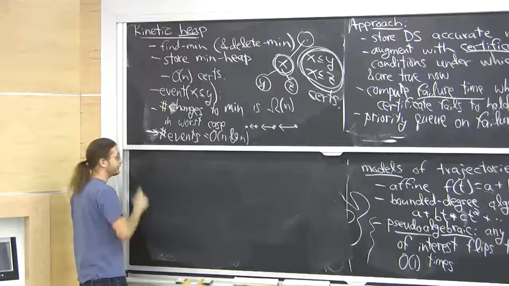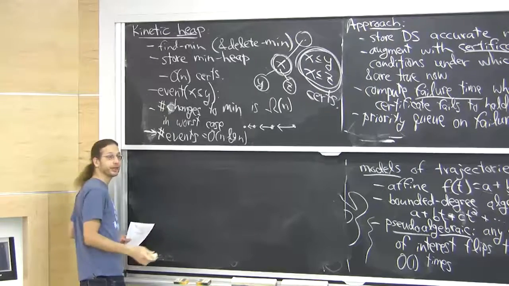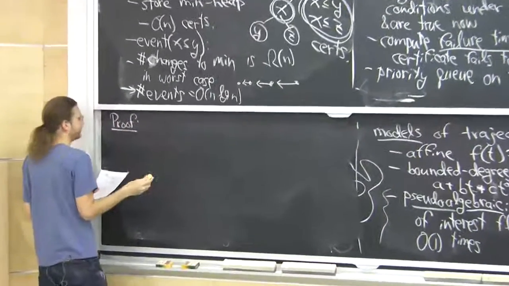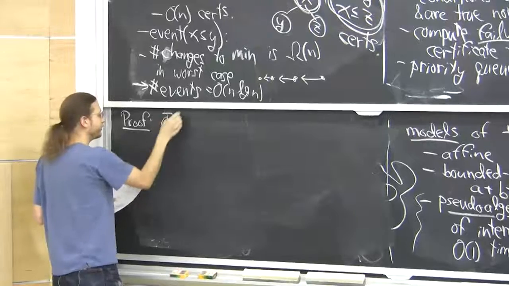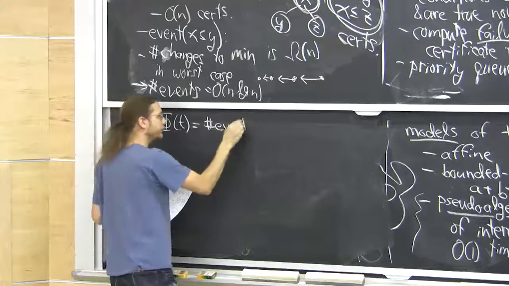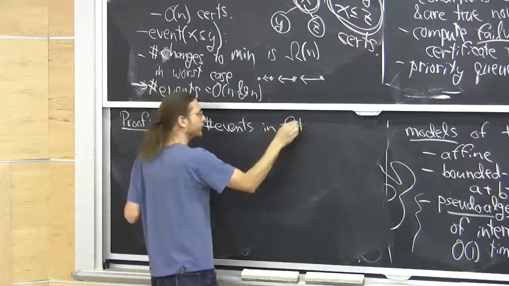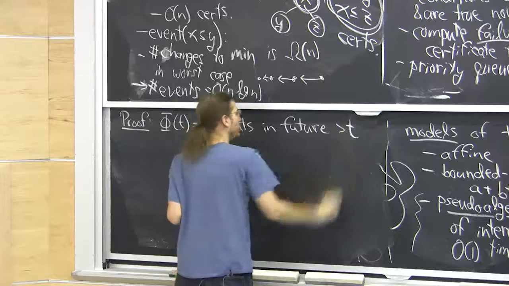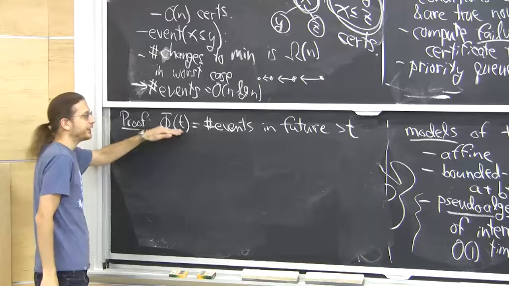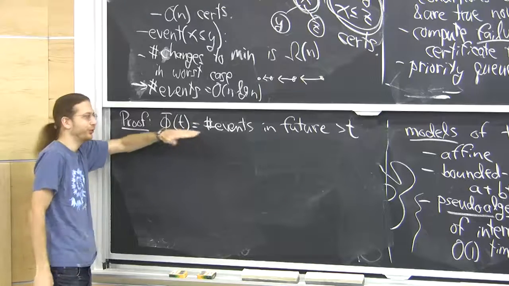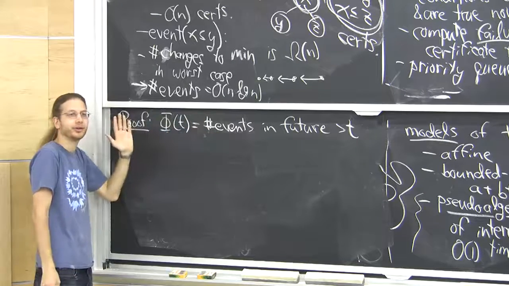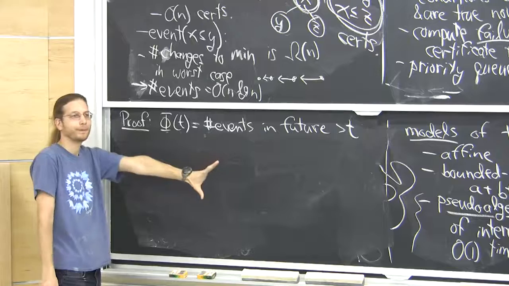So why is the number of events order n log n? We're going to prove this by amortization with a somewhat tedious potential function, but it's sort of the obvious one. At a time t, I want to define my potential at time t to be how many events will happen in the future. This is the thing I want to bound. Okay, so I want to prove this is order n log n at time 0. But let's think about how it changes over time.